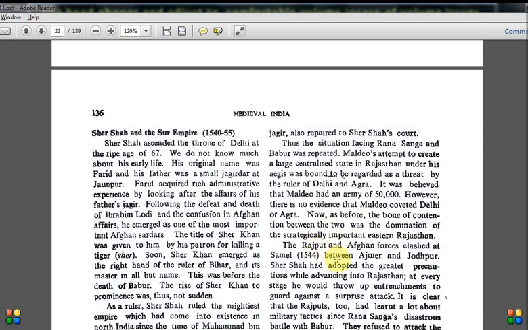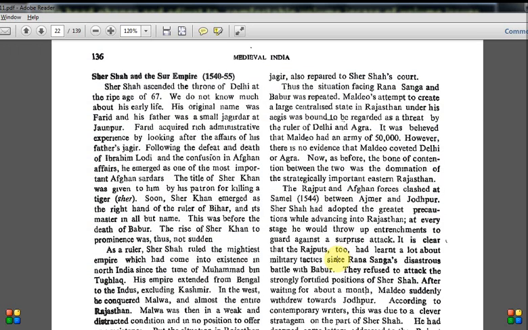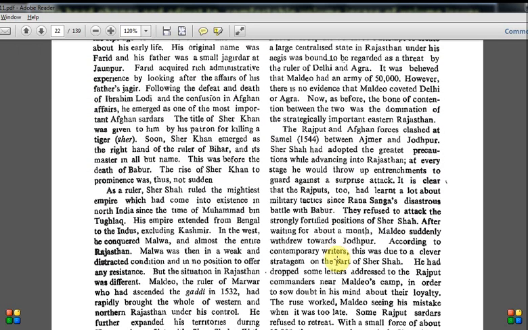The Rajput and Afghan forces clashed at Sammel. So this is one battle which is also not popular, but UPSC can pick up and put a question on it. Battle of Sammel, 1544. If it is asked, you should know it is between Rajput and the Afghan forces, that is, this Maldio and the Sher Shah group. The Battle of Sammel was between Ajmer and Jodhpur.